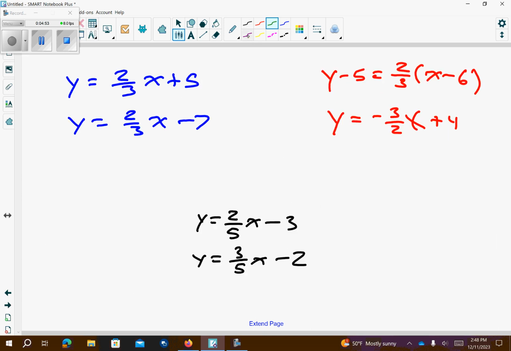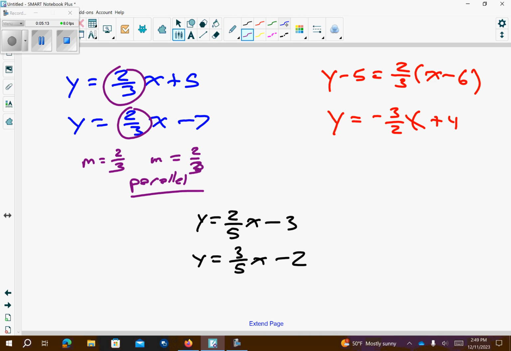All right, for these next couple, we want to know the slope. So the slope of each of these is 2 over 3 and 2 over 3. Okay, those are my slopes because they're set up y equals. 2 over 3 and 2 over 3 are the same, so these are parallel lines.